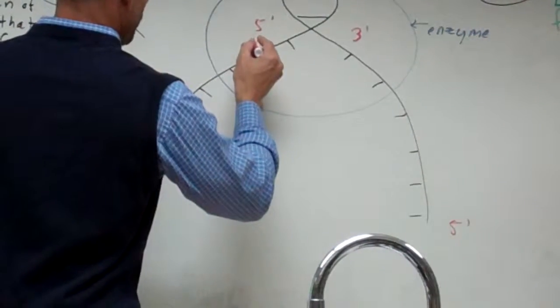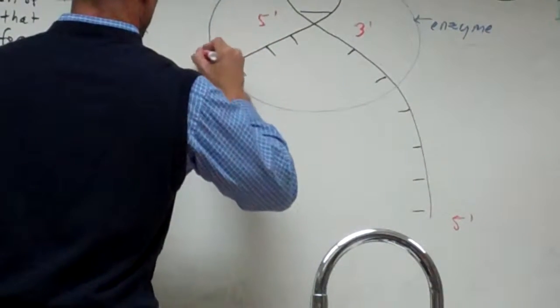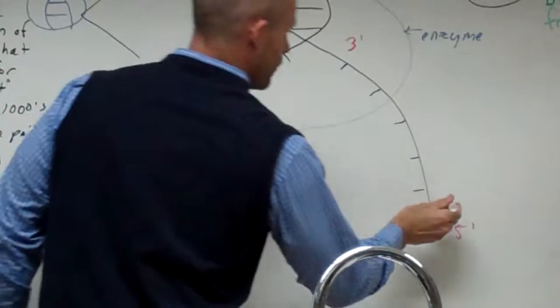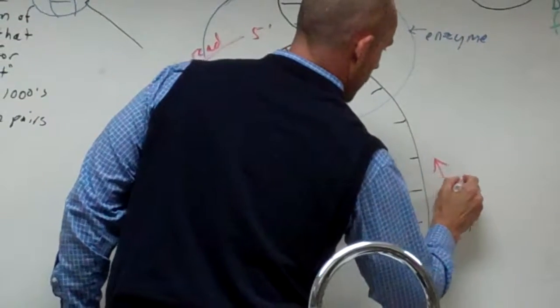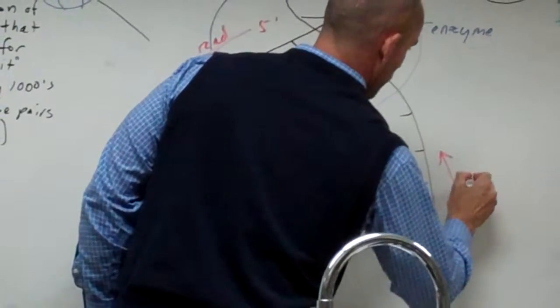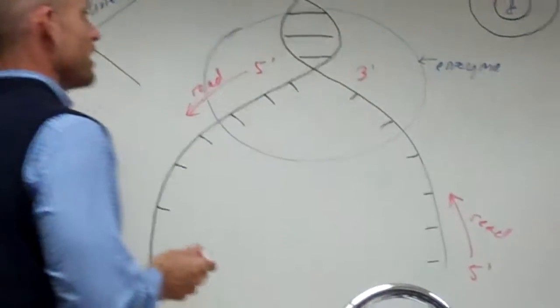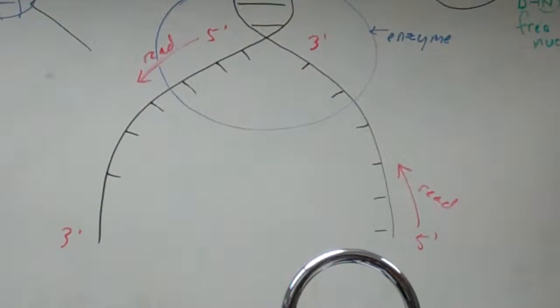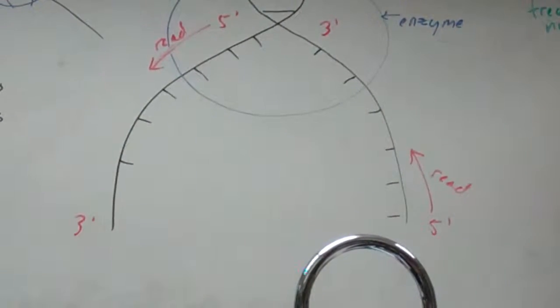Which direction do we always read? 5 to 3. So I'm going to write a little arrow. I'm going to put read on here. I'm going to draw an arrow this way and write read here. And I'm going to read that DNA to see what it says in those directions. Can you guys read okay back there? Yeah. Okay.